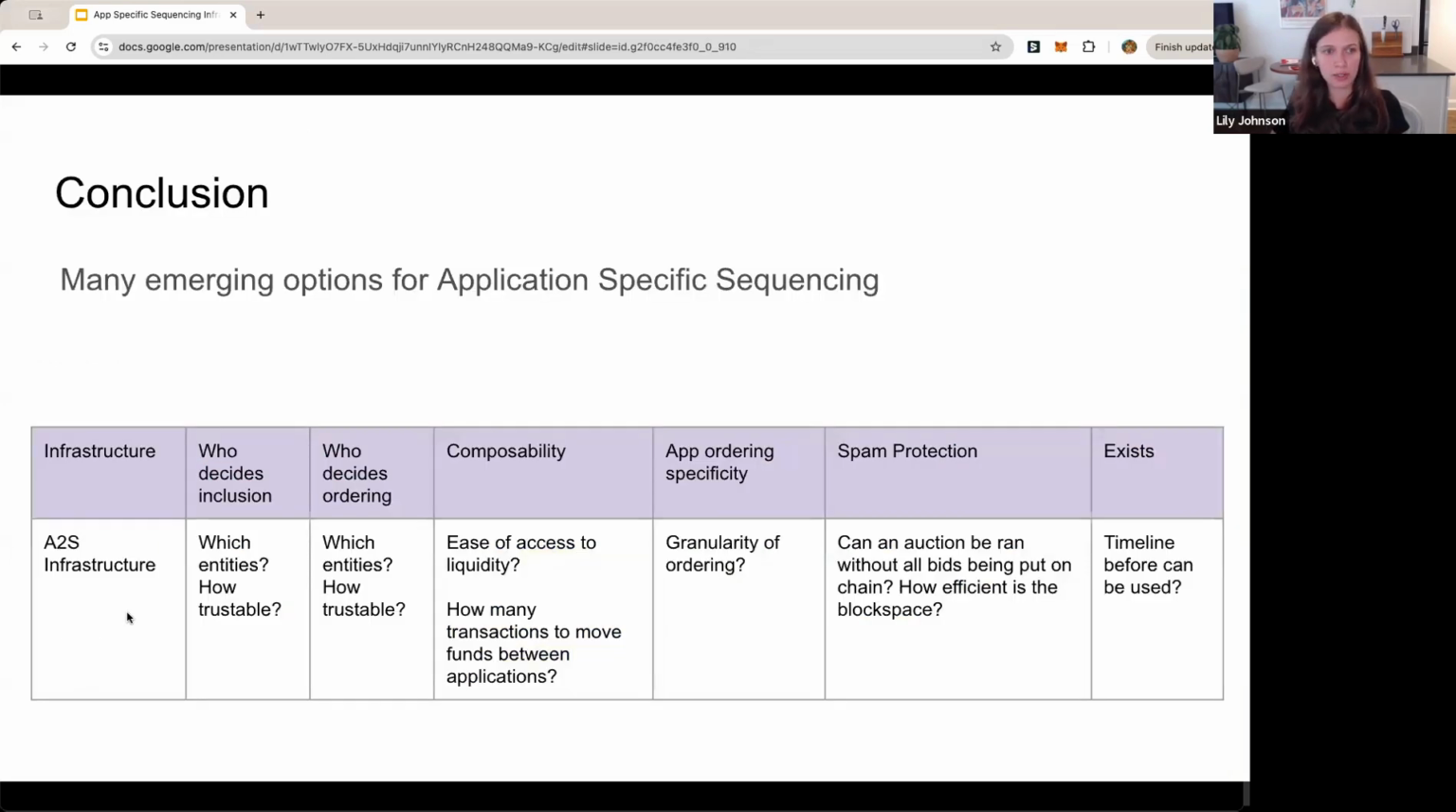So in conclusion, there are many emerging options for application-specific sequencing, and I encourage developers to ask these questions when they're evaluating the infrastructure, and users of apps to also ask these questions, just to make sure that they're not going to be rugged when the T or solver chain goes off chain or just misbehaves. Always do your own research.